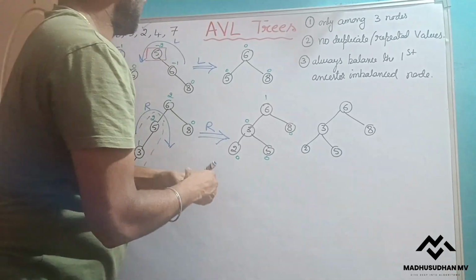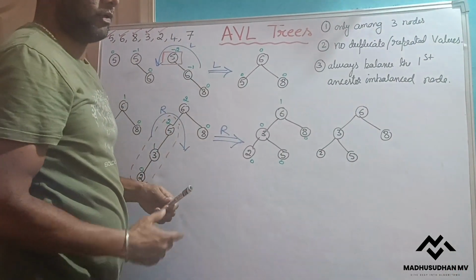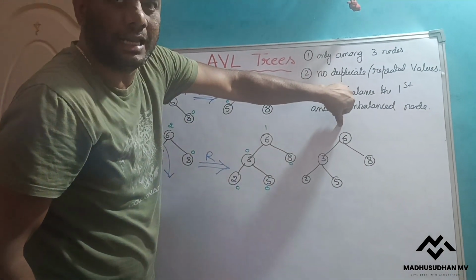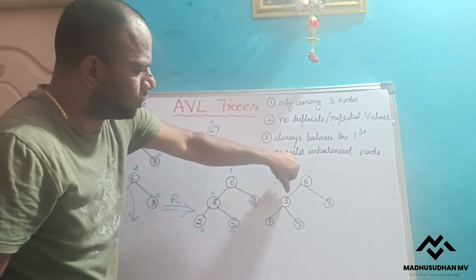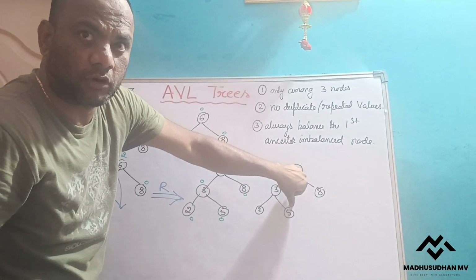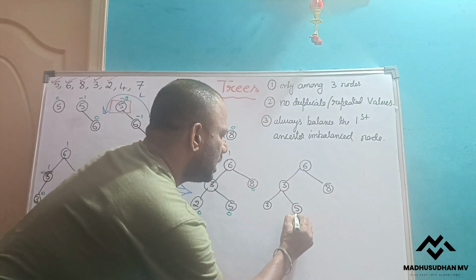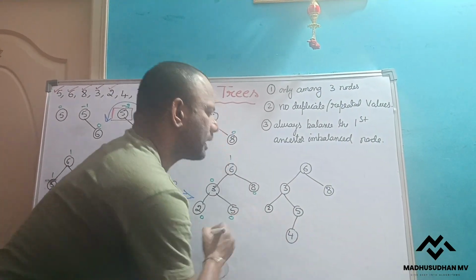Now, to this I need to add what? 4. I have to insert 4. Check with the root node. 4 is lesser than this 6, so it comes to left. 4 is greater than this, so go here. Now this 4 is lesser than this, so I come to the left one, added here.